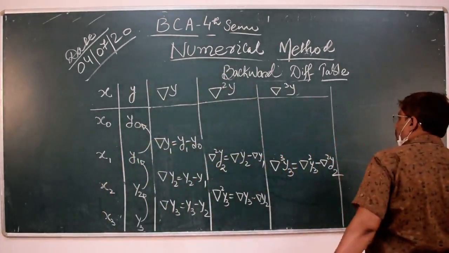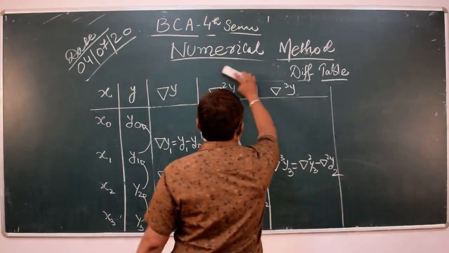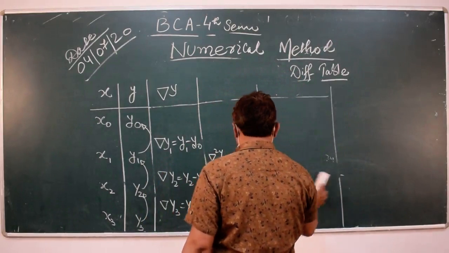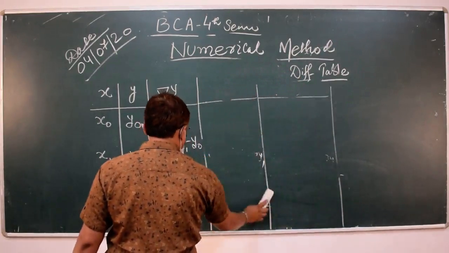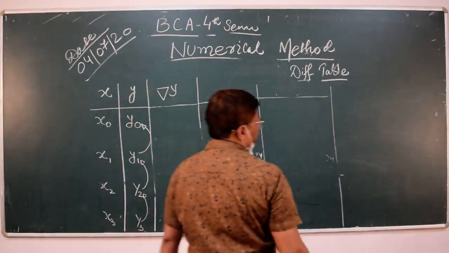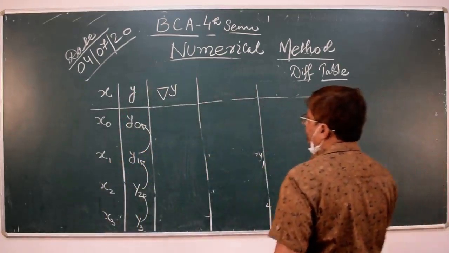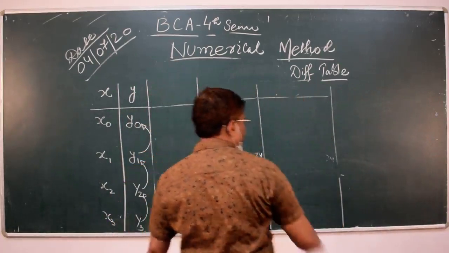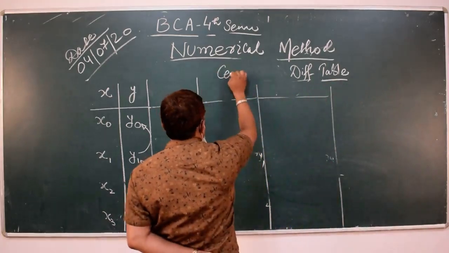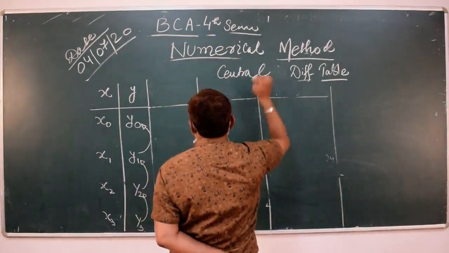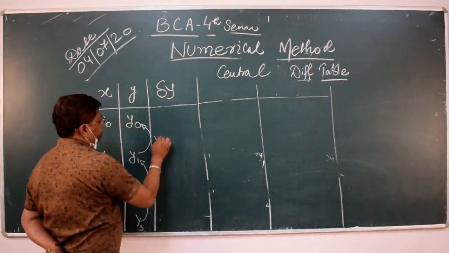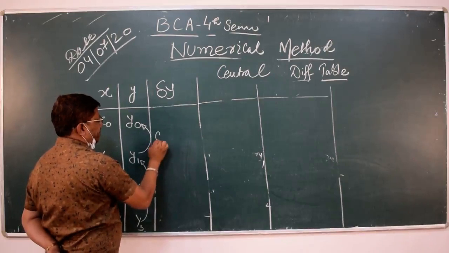Now come to the next difference. The last difference table is called the central difference table. We represent the central difference table with the help of the symbol small delta, δ. Central difference table, small delta y. Again the values remain the same.